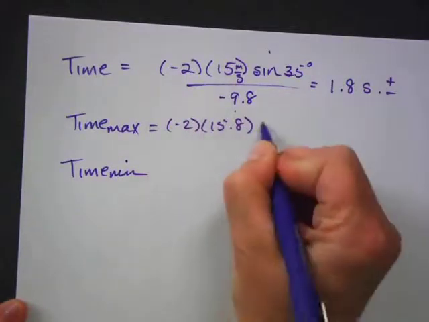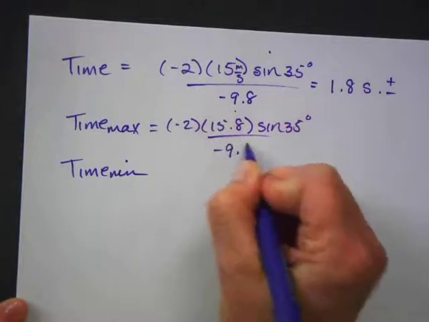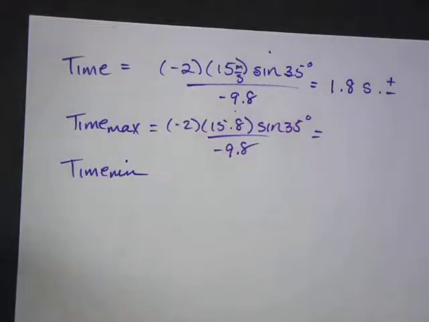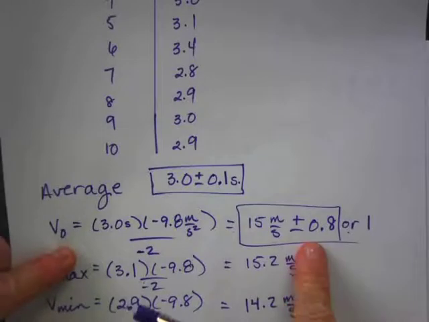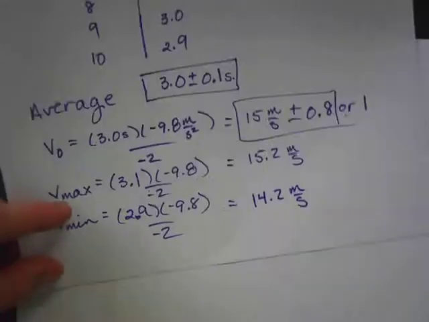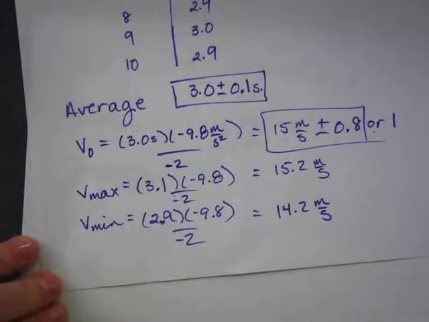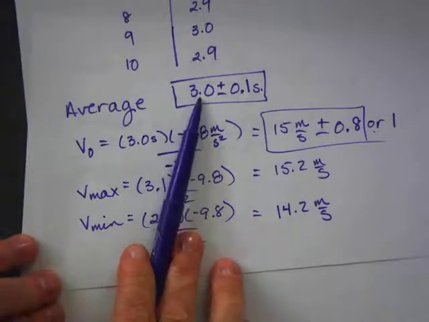So the maximum would be 15.8 times the sine of 35 degrees divided by negative 9.8. Why would you use that? Because that was our confidence limit from this step right here that we did. Can you go over why you take 0.8 and 5?